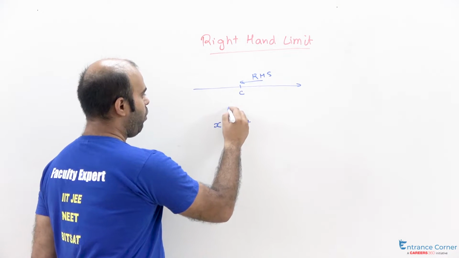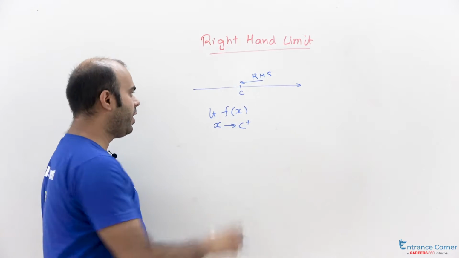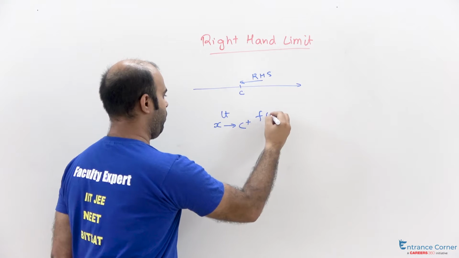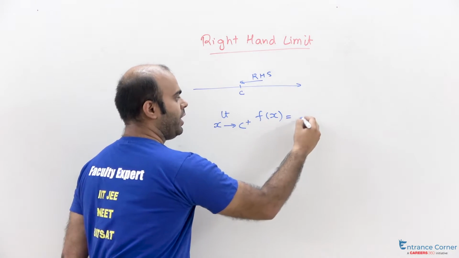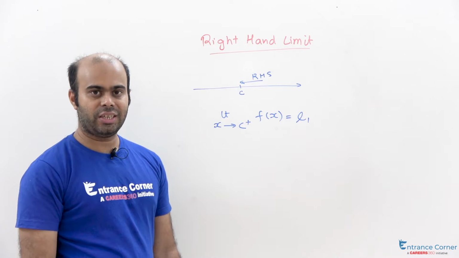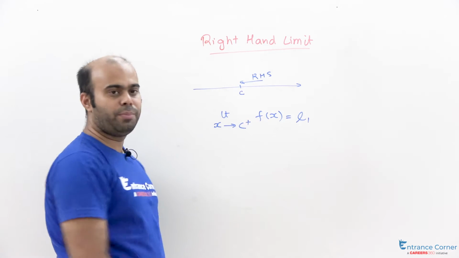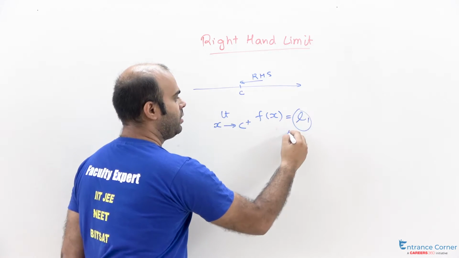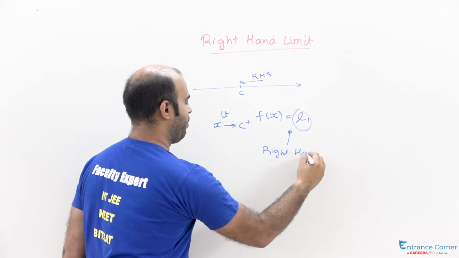So this is f of x, limit x tending towards C plus, which we have to obtain. Let us write it like this: limit x tending towards C plus f of x. So this will give you a value, let us suppose L1, after simplification and evaluation. So we say that limit x tending towards C plus f(x) is equal to L1. This is actually the right hand limit.